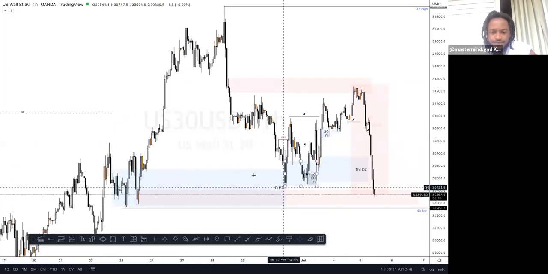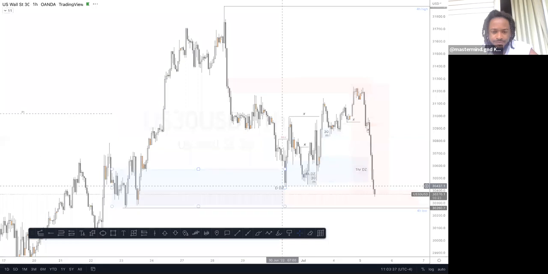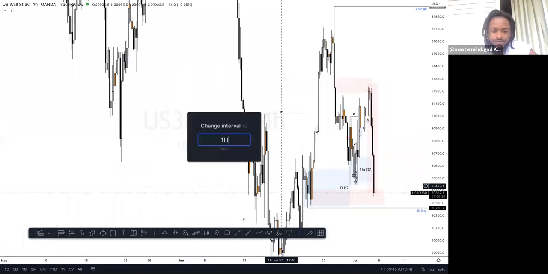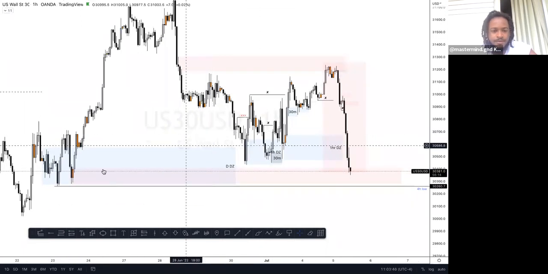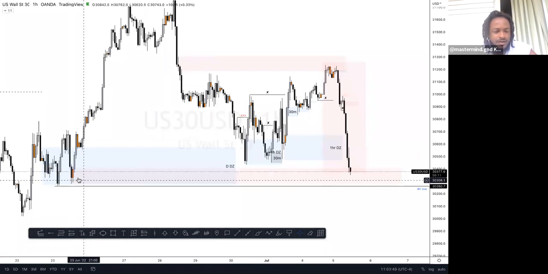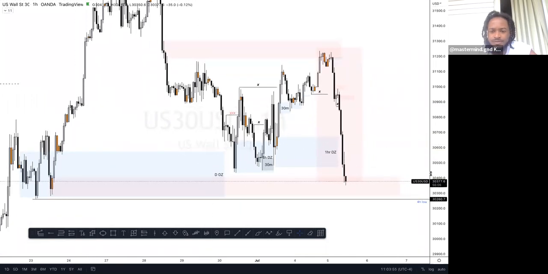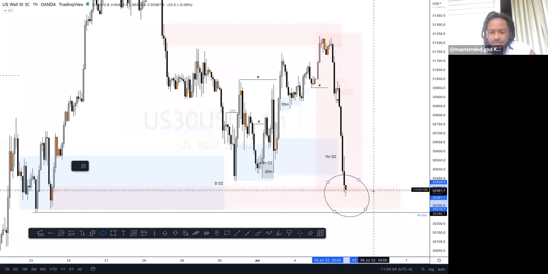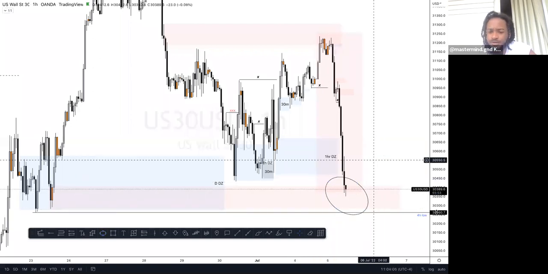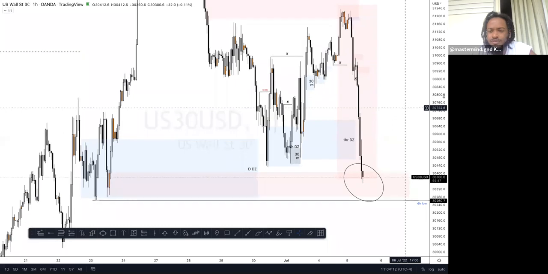Right. So I believe this would be the 4-hour zone. Okay. So this right here would be the 4-hour, right? This right here would be demand, the origin of this impulse. So we could expect some kind of reaction here, right? So let's highlight this area. And if we see a break of structure on a lower time frame, we could probably execute, right? Take the risk.